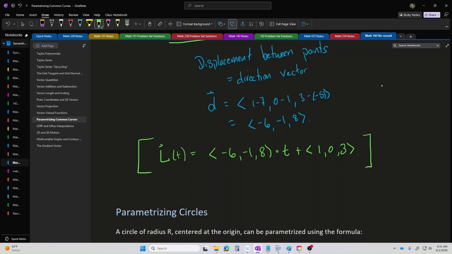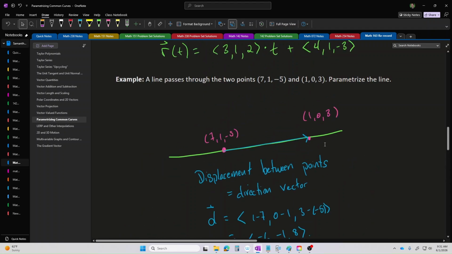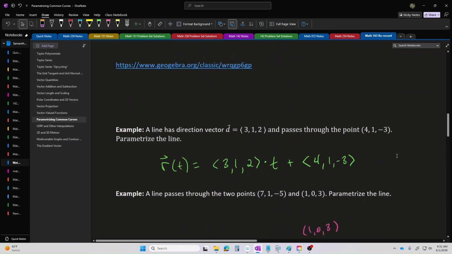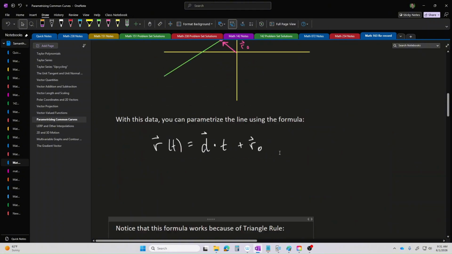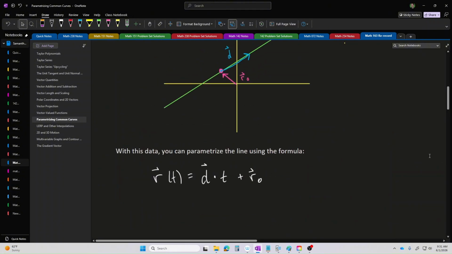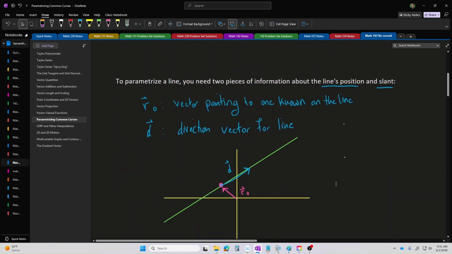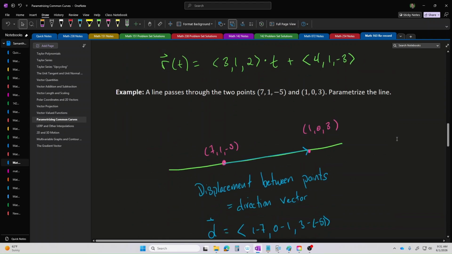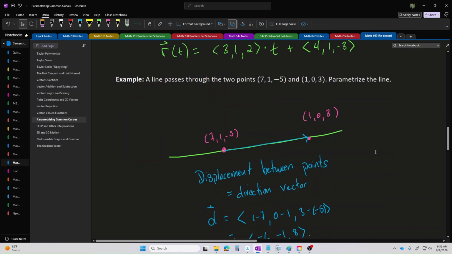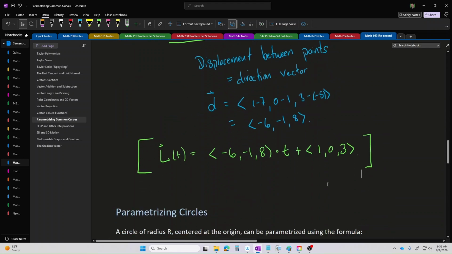So this is the process of parameterizing a line. If you want to find a vector valued function that represents a line in 2 or 3-dimensional space, all you need to do is find two pieces of information about that line: a point on the line and a direction vector for the line. If you can find that information from whatever data you're given about your object, you can use that template d times t plus r naught to parameterize the line.